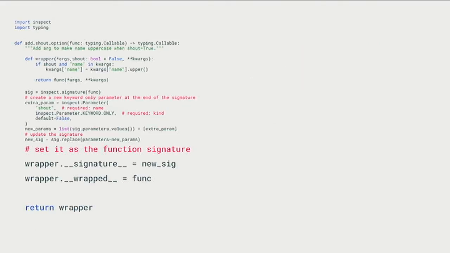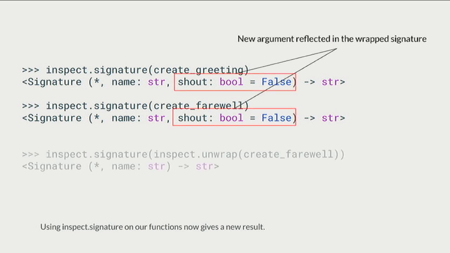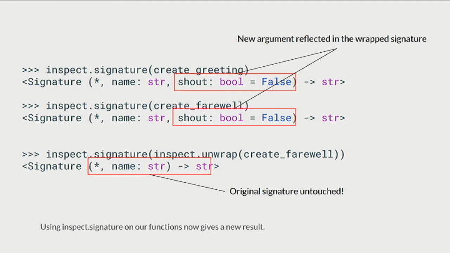So now we assign that signature attribute in our code, as you can see just down here. And now if we use inspect.signature on our original function, we can see it's got an extra argument in it, which in this case is shout. And we can see its default value is False, and we get all of that metadata. We can also see that if we unwrap that function to find the original definition, the original signature is unchanged.